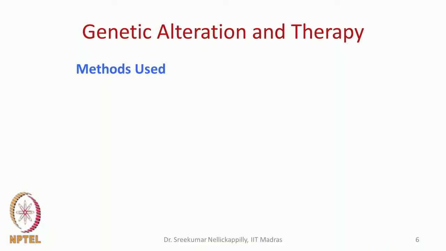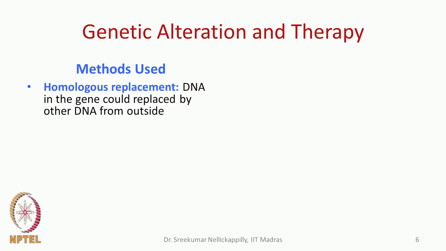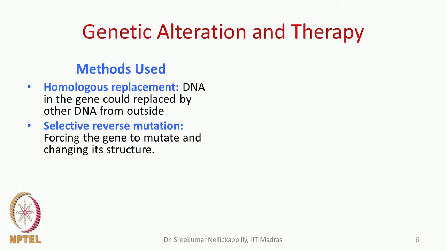It is enhanced with these new technologies, because these new technologies provide us new possibilities which we can think of and employ. Now, when we talk about genetic alteration and therapy, there are certain methods used by scientists all over the world. For example, there is something called homologous replacement, where a DNA in the gene could be replaced by other DNA from outside. Another method is selective reverse mutation, where we force the gene to mutate and change its structure.